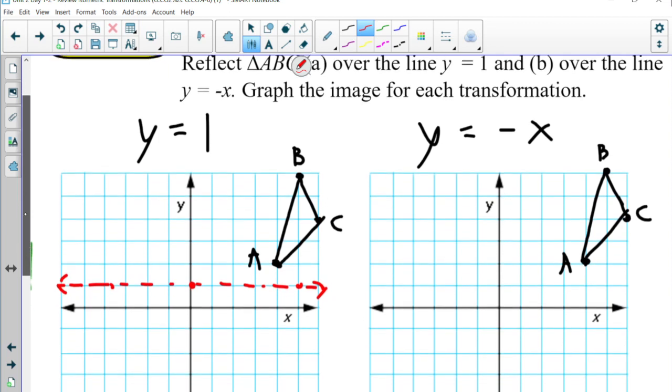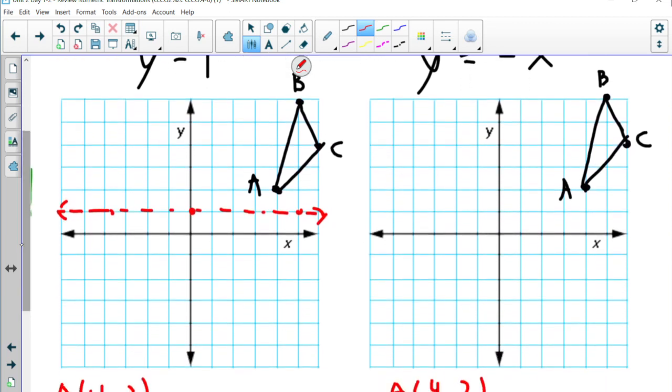So let's flip over this line, and we're going to do that all on the graph, and then we'll make the points. So A, from that line, A was 1 above that line. So instead of going 1 above, I'm going to flip that and go 1 below. There's A prime. B, if we count, was 1, 2, 3, 4, 5 above that line. So instead of being 5 above, it's going to be 5 below. Here's B prime.